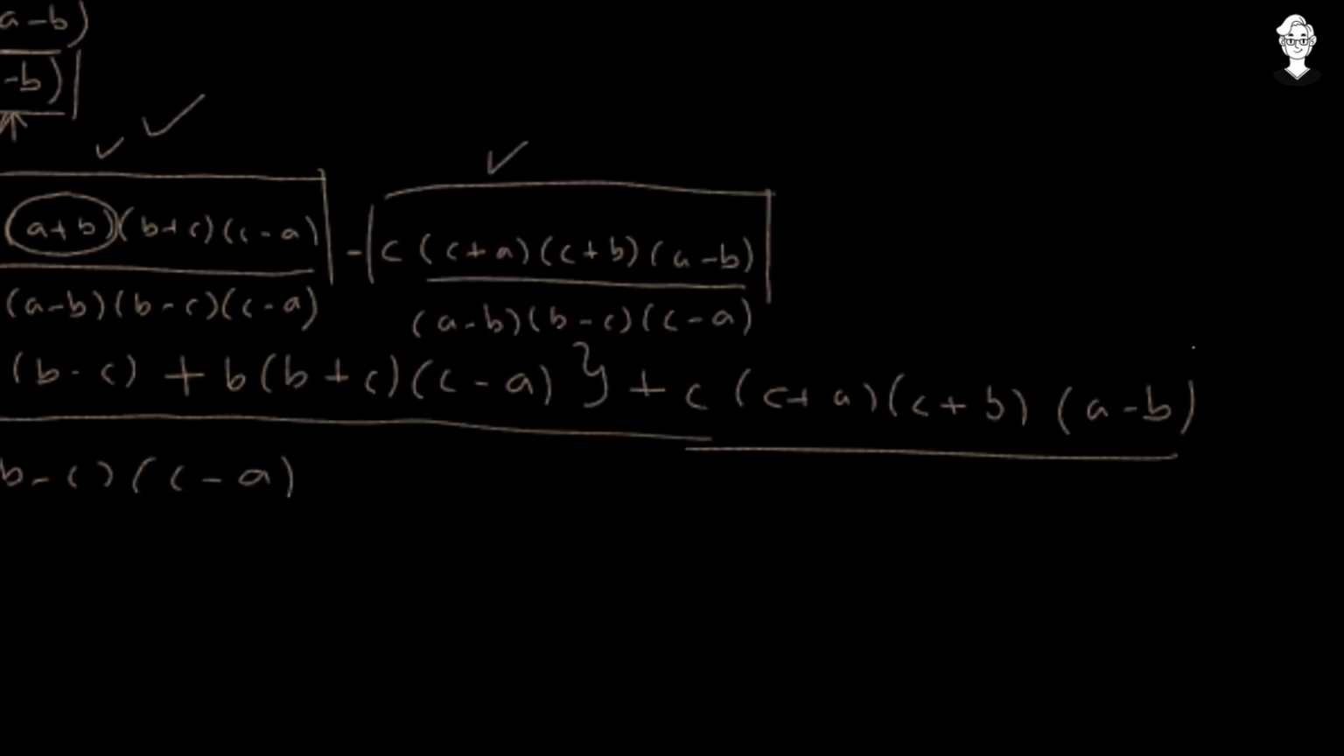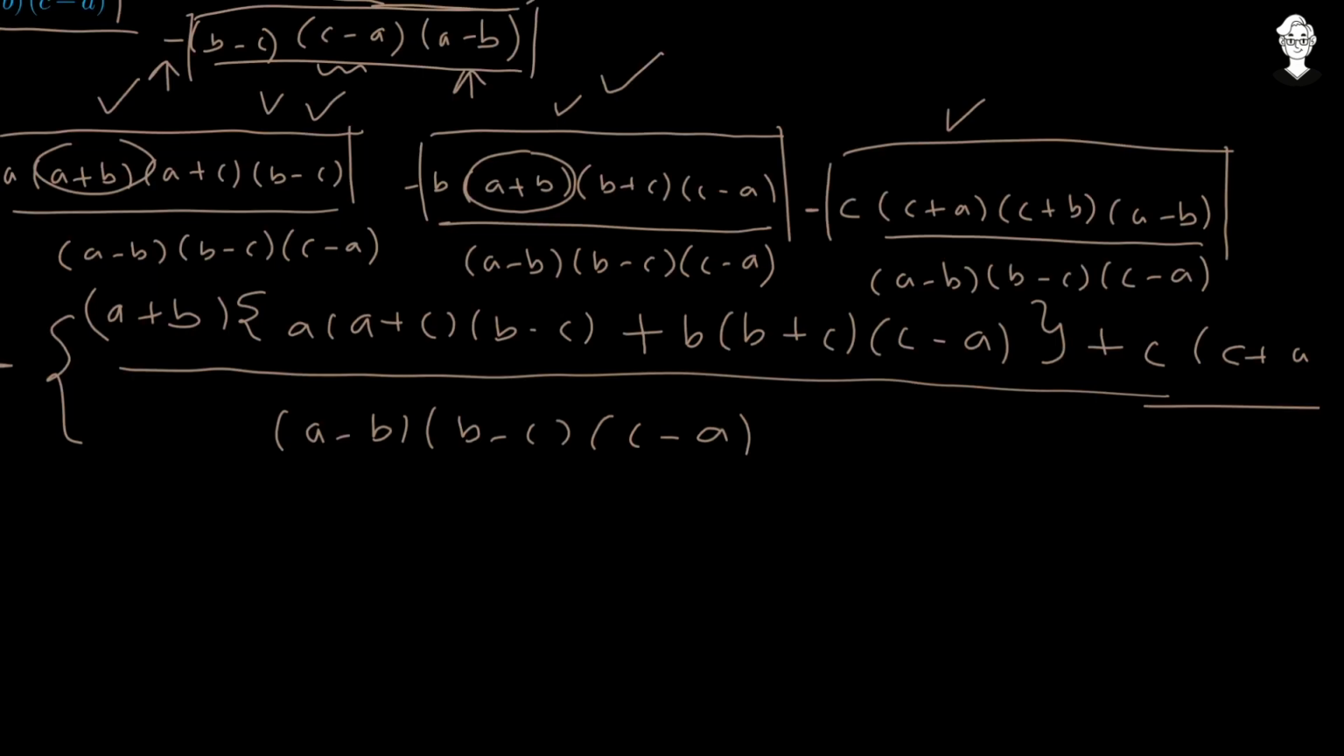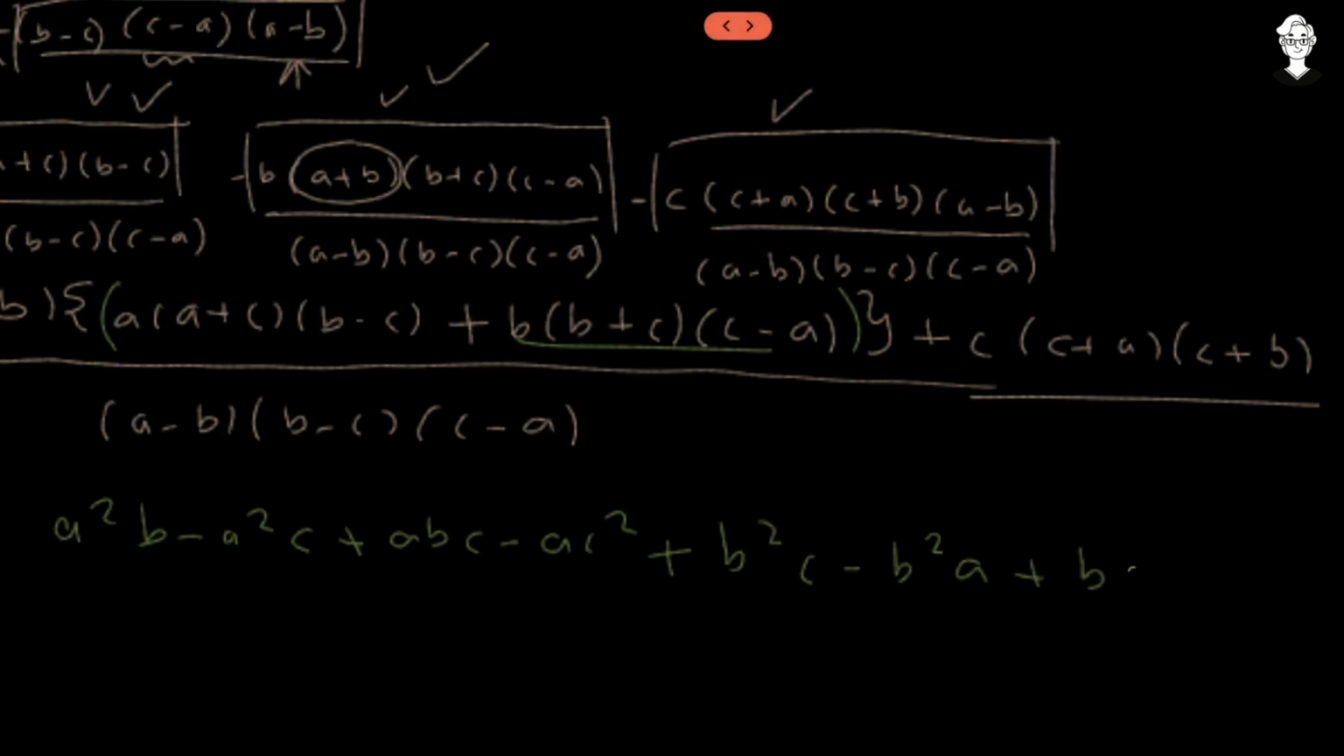Okay, now let us simplify it further. So let me change the color over here. Now I'm just going to open the brackets that are present over here. So I will get a square b minus a square c plus abc minus ac square plus, now opening this particular thing, b square c minus b square a plus bc square and negative abc.